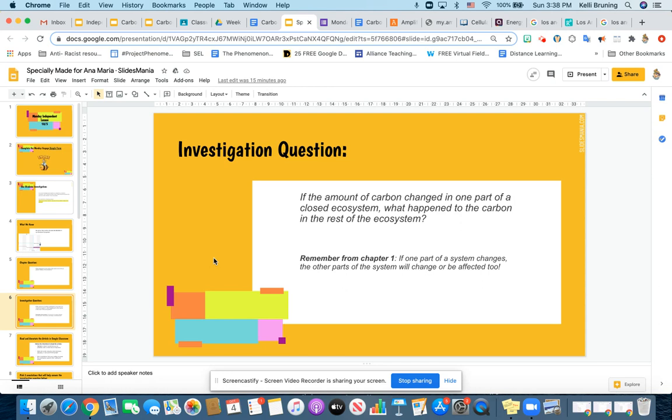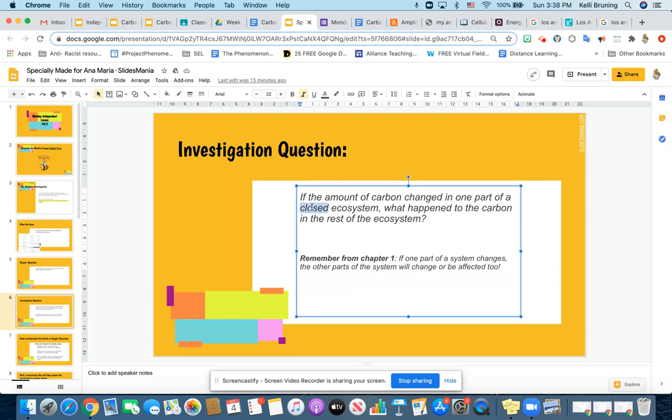So our investigation question for this week to help us answer our chapter question is if we know the amount of carbon dioxide changed in one part of the closed ecosystem, and we want to remember that closed means that there's nothing, no outside factors coming in. It's just what's in our biodome ecosystem. So if the amount of carbon changed in one part of our closed ecosystem, what happened to the carbon in the rest of the ecosystem? So where did the rest of that carbon go? If we know that it decreased, where did the rest of it go?